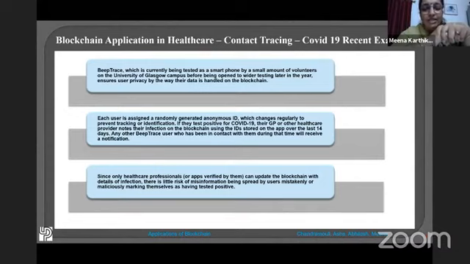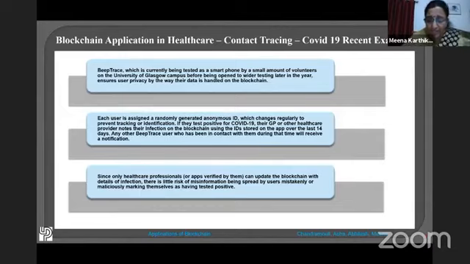There is a new piloted one in the UK called Beep Trace, which is being done by the University of Glasgow. This is a blockchain application which has been developed. Each user who is under this test is assigned a randomly generated anonymous ID. This ID is a dynamic ID, so that any identification or tracking can be avoided. If any of these people test positive, their general practitioner or other healthcare provider notes that infection in the blockchain, and whoever this person has been in contact with can be traced.